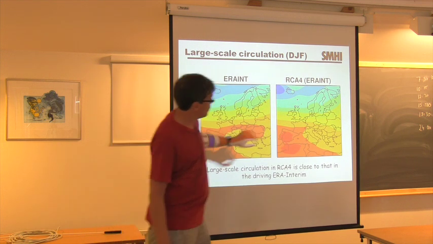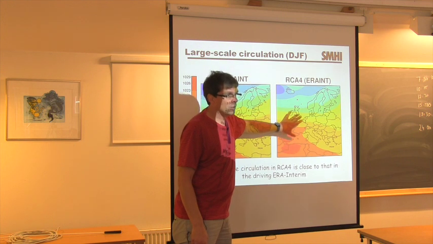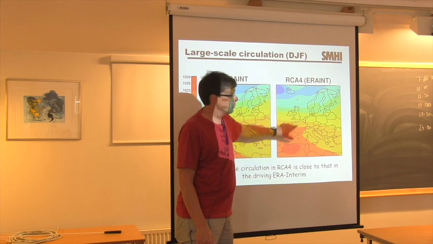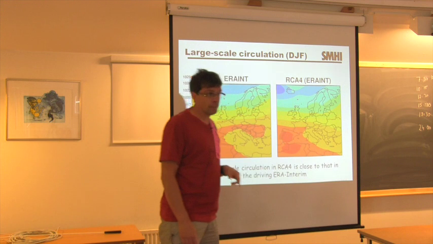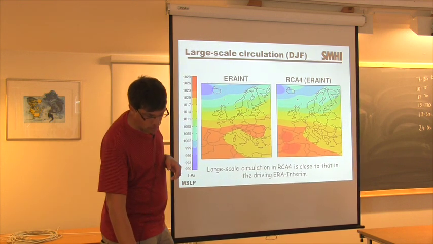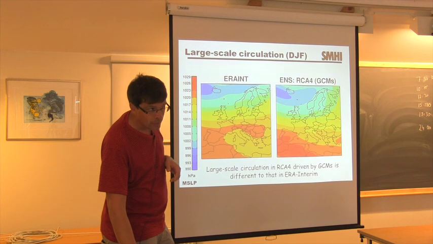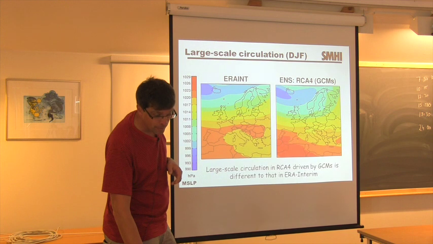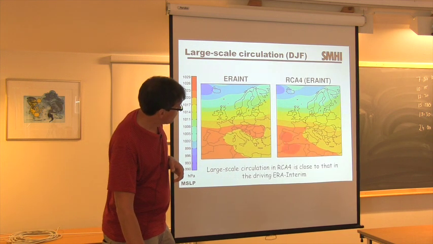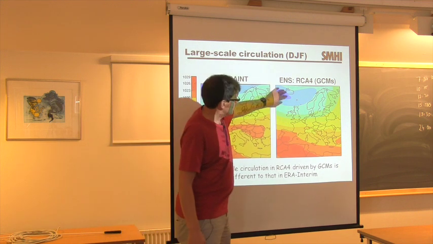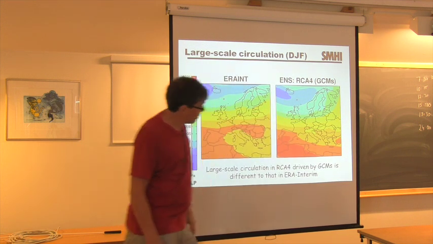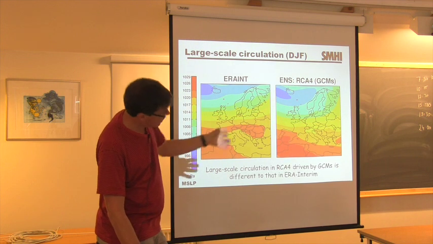If we now look at what the regional climate model will give if we use the global climate models on the boundaries instead, so we take prescribed conditions from these global models that we are using all the time, then it looks like this instead. And you can see, if I go back and forth a little bit, that there are indeed differences between these two. The low pressure system here is in a slightly different position. We can also see that all of these pressure lines, isolines, are a little bit different. So the large scale circulation is not really the same.